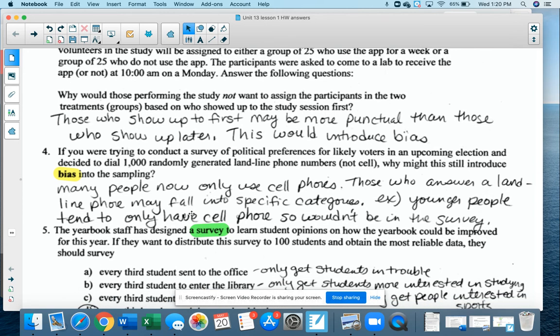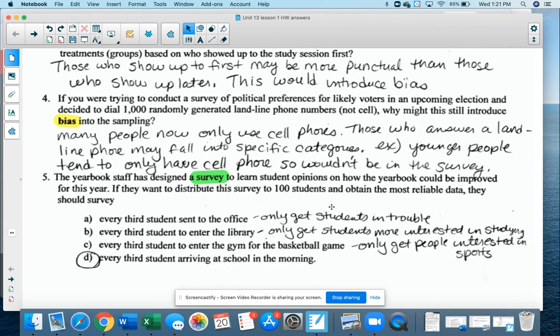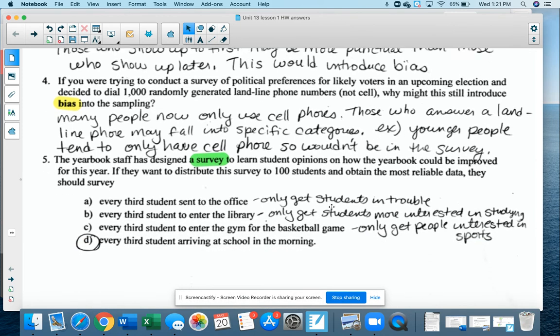4, if you were trying to conduct a survey of political preferences for likely voters in an upcoming election and decided to dial 1,000 randomly generated landline phone numbers, not cell, why might this still introduce bias into the sampling? The fact is, many people today only use cell phones. So if you're using landline phone numbers, you're getting only a certain population. Those who answer a landline phone may fall into specific categories. Example, younger people tend to only have cell phones, so they would not be included in the survey.